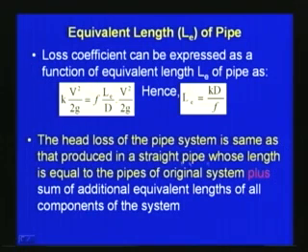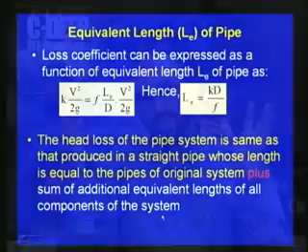So the head loss of the pipe system is the same as that produced in a straight pipe whose length is equal to the pipes of the original system plus the sum of additional equivalent lengths of all components of the system. Once we do this equivalent length calculation for various pipe fittings, entrance losses and exit losses, we can write the total head loss in terms of the existing straight pipe plus the sum of additional equivalent lengths from the various components of the pipe system as described here.